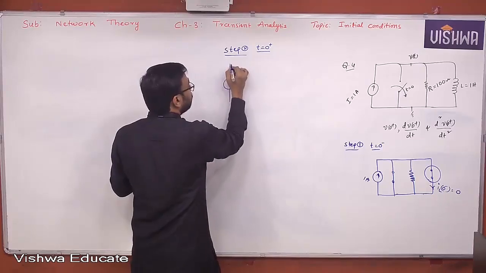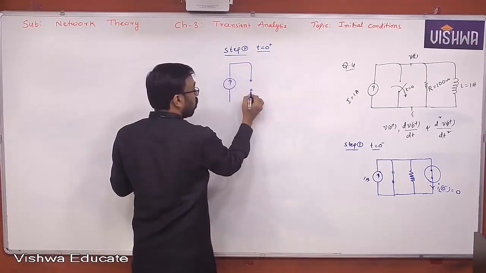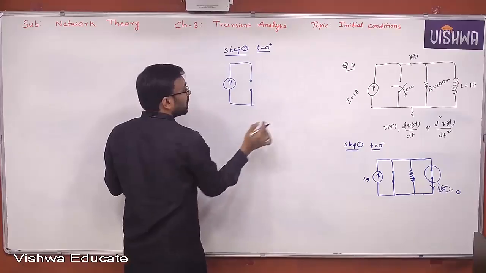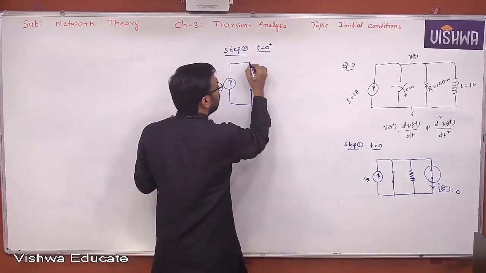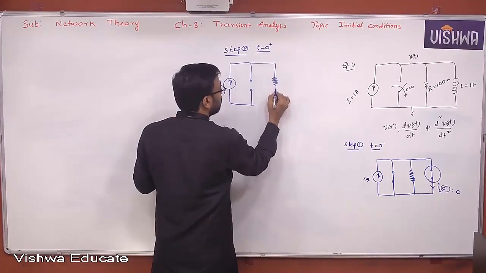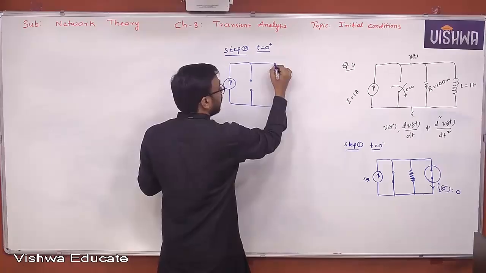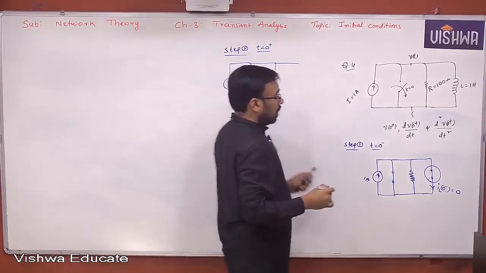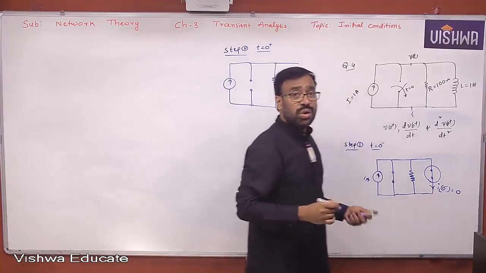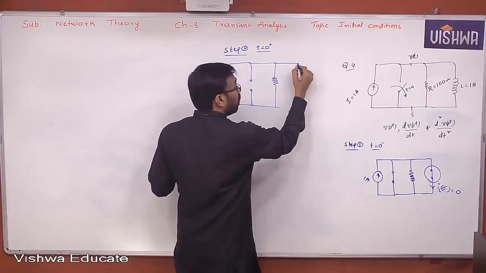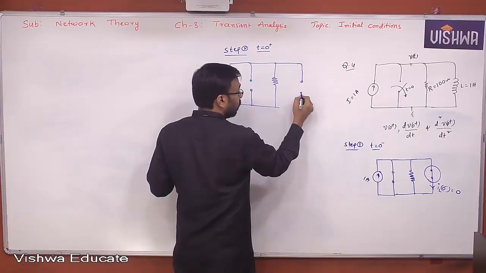What is step 2? Switch open. Yes or no? You're opening the switches at t equal to 0. Resistor remains resistor. Inductor is acting like what? See, this is 0 current. Current 0 refers to what? Open circuit. Consult the table, all of you.